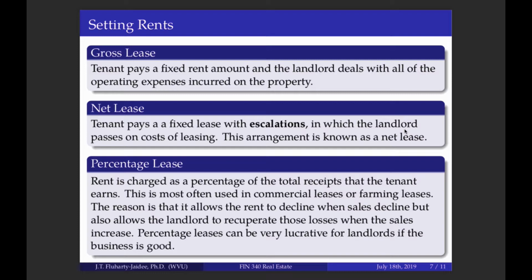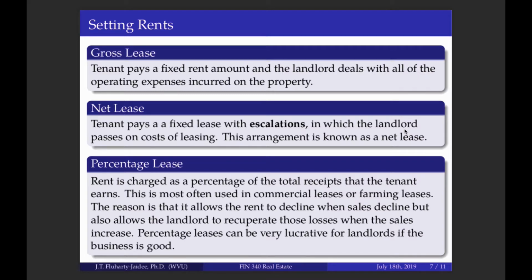Another item that I've seen in many commercial lease agreements is the percentage lease. And this is pretty devious. From the landlord's perspective, it's pretty good. It can be nice in some ways. It can be very damaging in others. The percentage lease says that the rent is charged based on a percentage of the total receipts that the tenant earns. Remember, total receipts is a fancy word for sales. It does not mean net profit, it means sales.